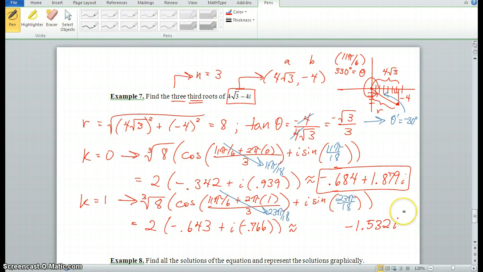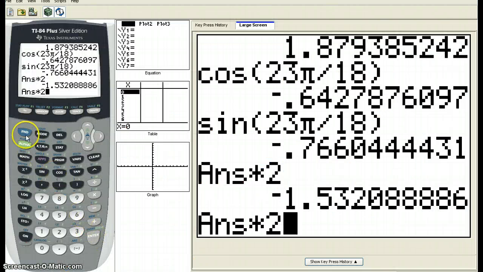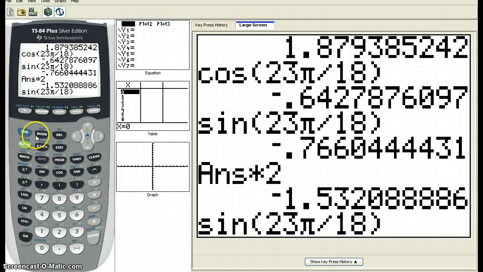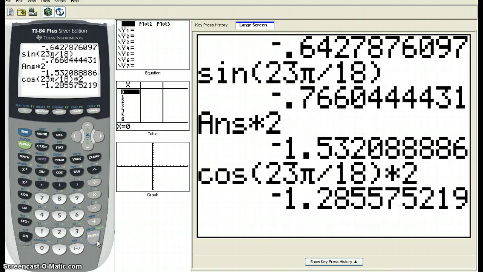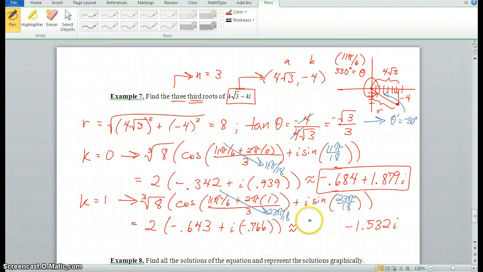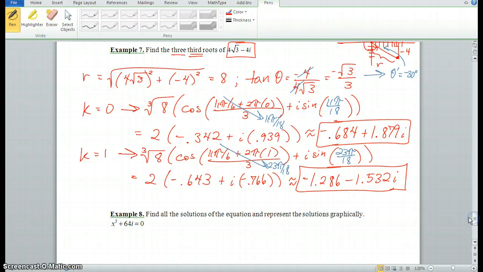Don't forget i. And then we'll go back to multiplying, hitting second enter once, second enter twice, and a third time, times 2, negative 1.286. That is your second root. These are both in a plus bi form. Not the nicest numbers in the world, but this obviously can happen.